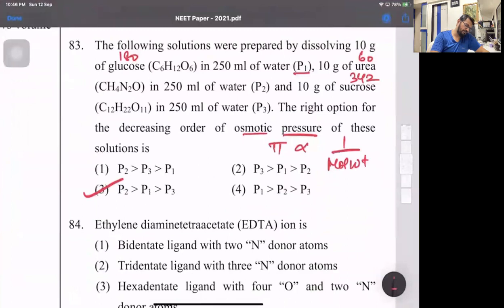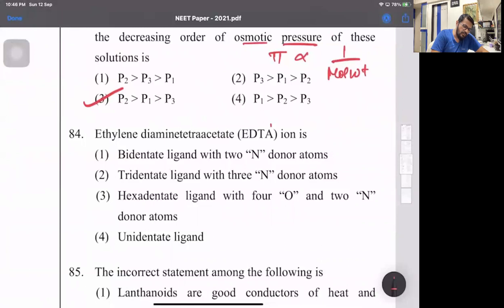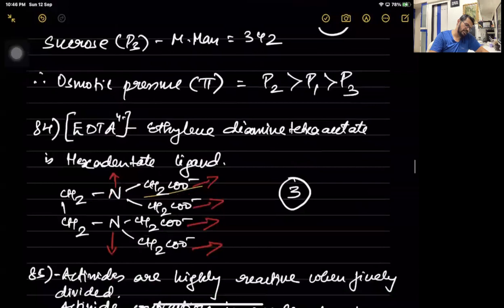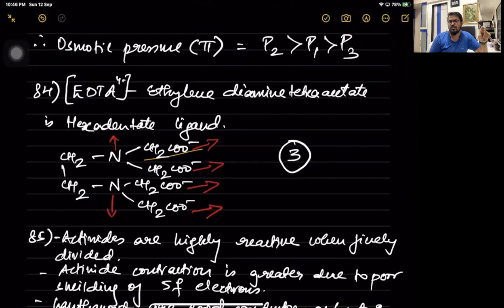Then 84, ethylene diamine tetraacetate, that is EDTA 4-. That ion is, we all know, a hexadentate ligand where we have two attachments from nitrogen and 4 from oxygen as the lone pair donors. Look here, please, the structure. 84th one, EDTA, ethylene diamine tetraacetate ion. Two lone pairs from nitrogen and from the CH2COO-, that O- of all 4. That's what I've shown with the red arrows. Those are the lone pair donors. So 84 is 3.